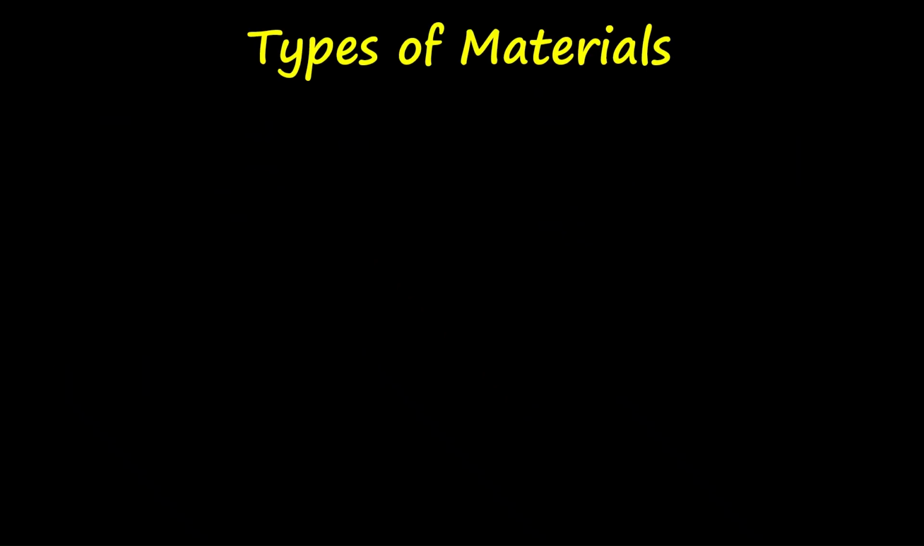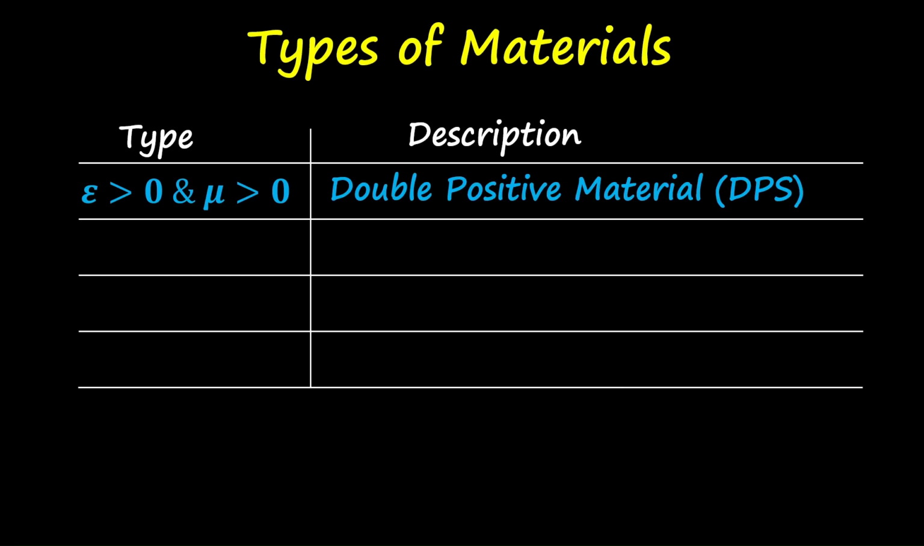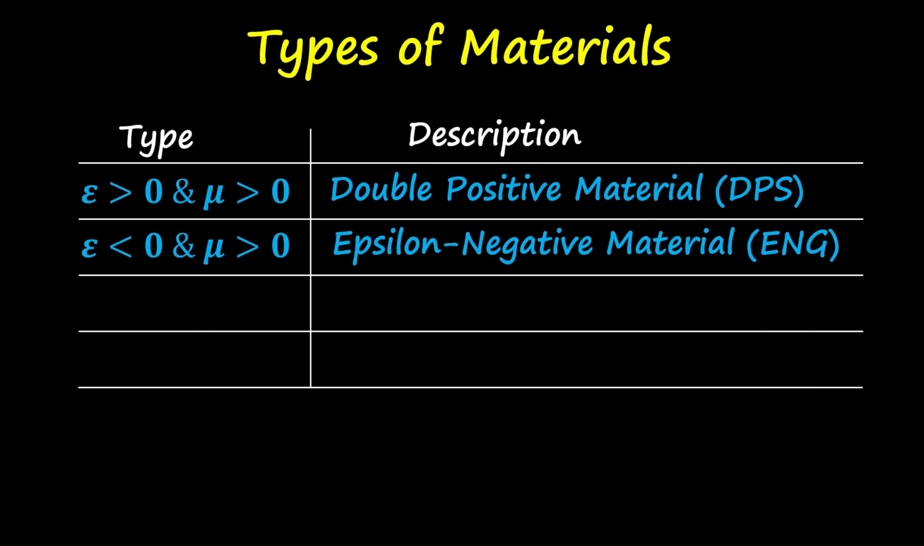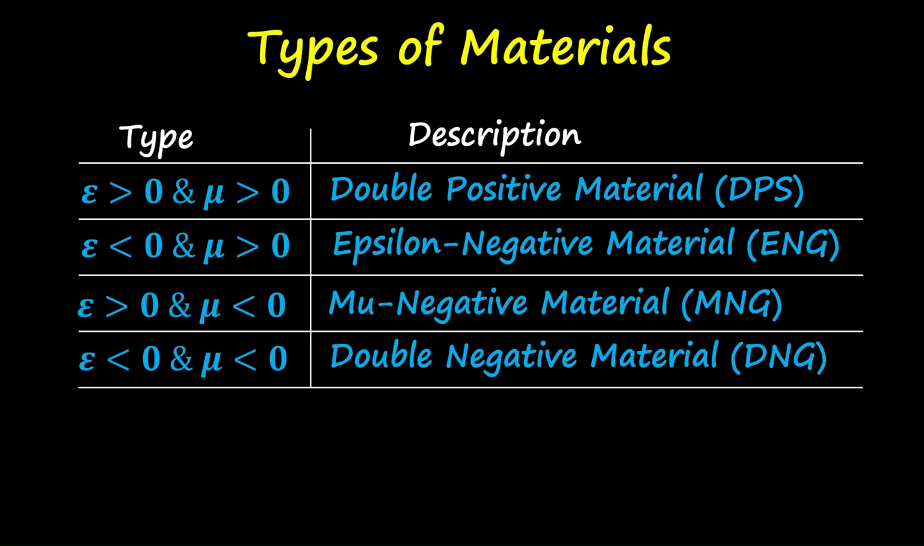We can classify the materials based on the four combinations which we can obtain from permittivity and permeability. For example, if we have epsilon positive and mu positive, we call such type of material double positive material. Next, when we have epsilon negative and mu positive, we have epsilon negative material. When epsilon is positive and mu is negative, we call it mu negative material. And when both of them are negative, we call it double negative material.